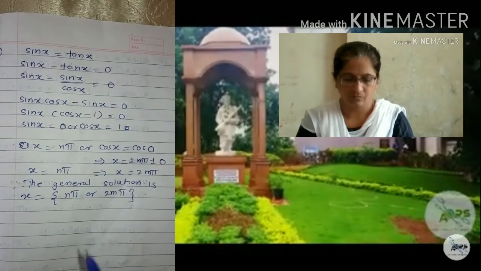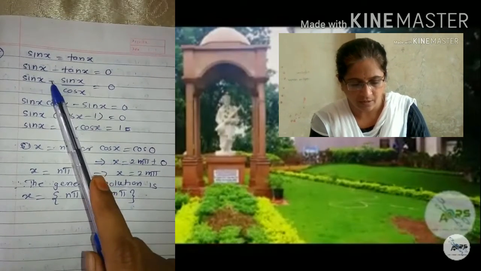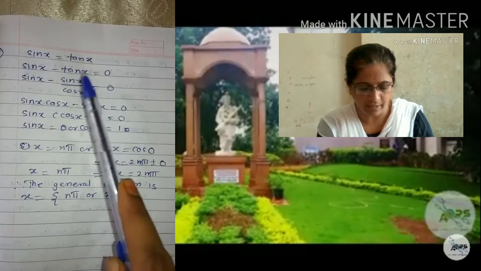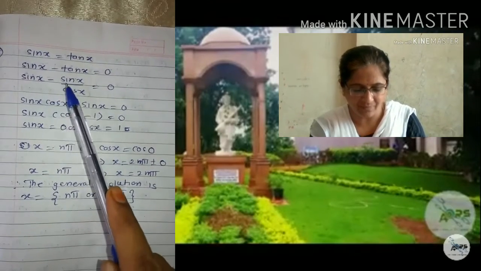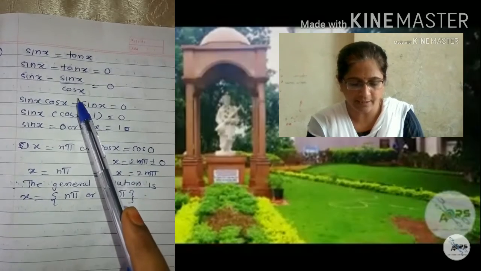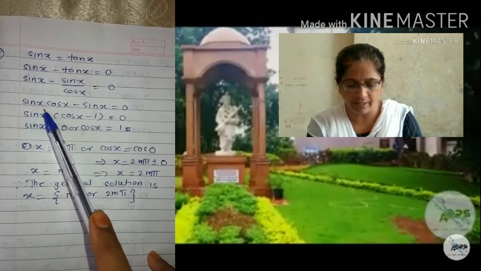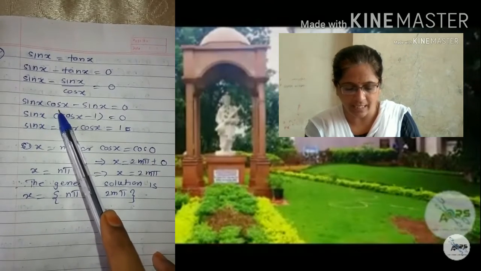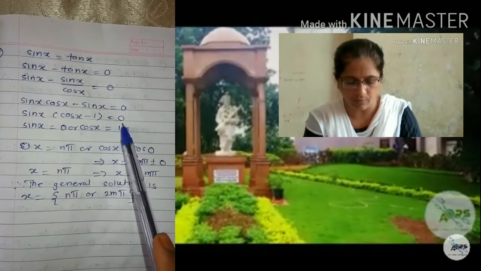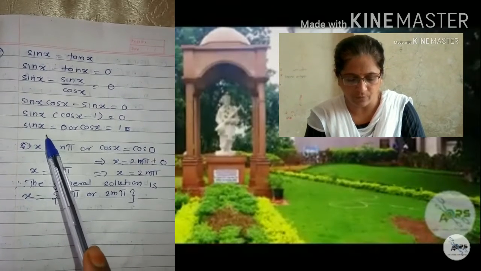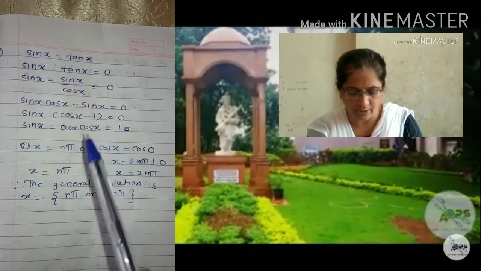Next example, sin x equal to tan x. This can be written as sin x minus tan x equal to 0. Sin x minus tan x can be written as sin x minus sin x upon cos x equal to 0. Simplifying, this can be written as sin x cos x minus sin x equal to 0. Sin x common, sin x into cos x minus 1 equal to 0. Then sin x equal to 0 or cos x equal to 1.